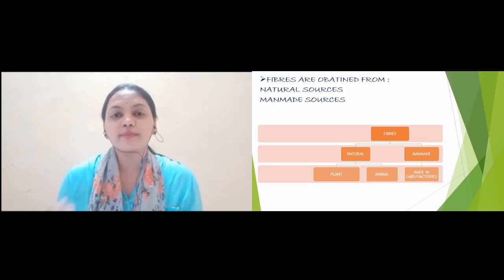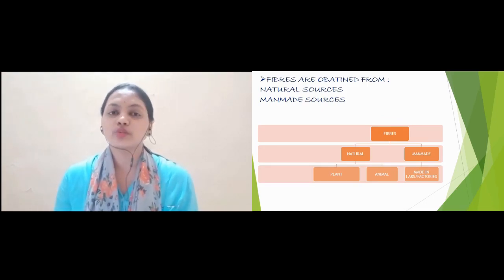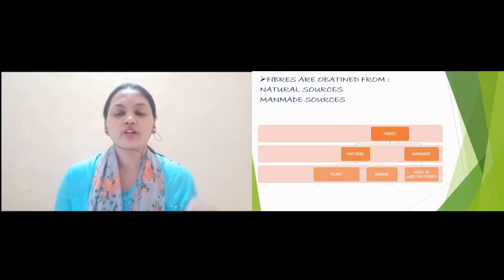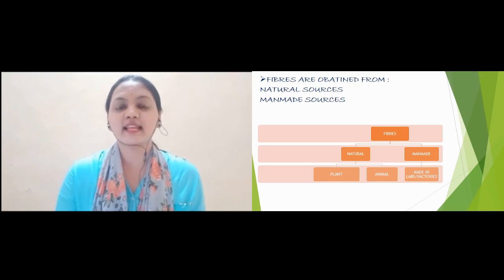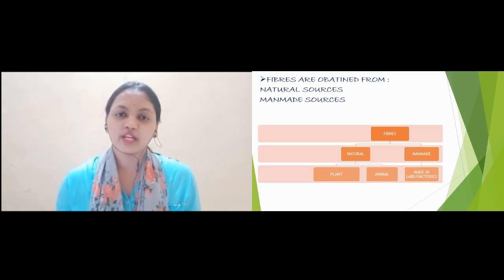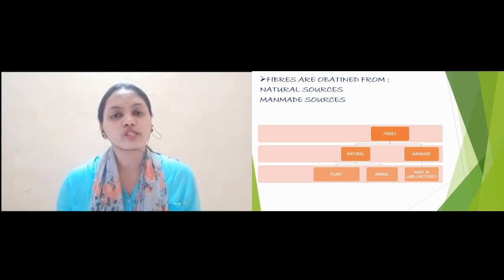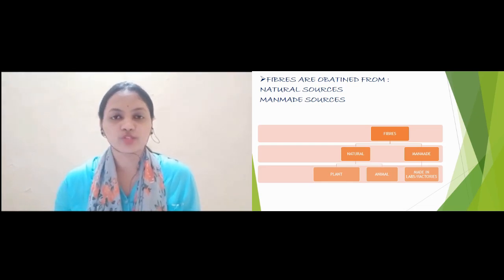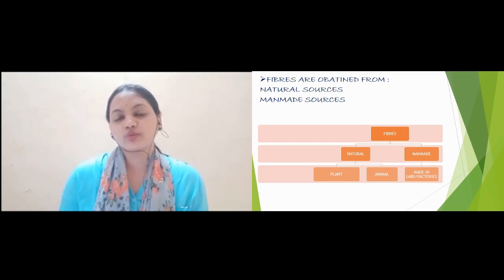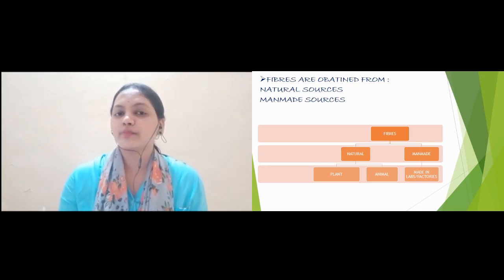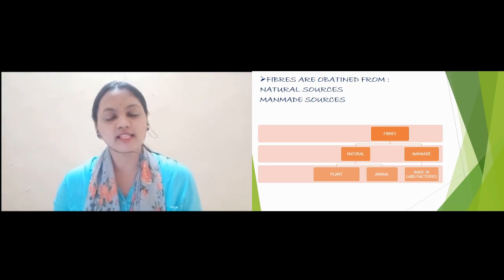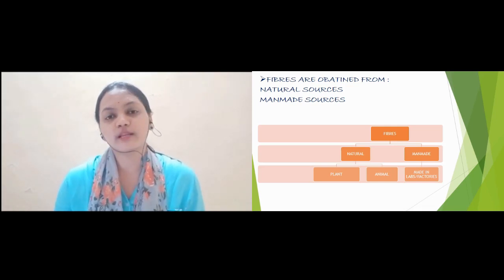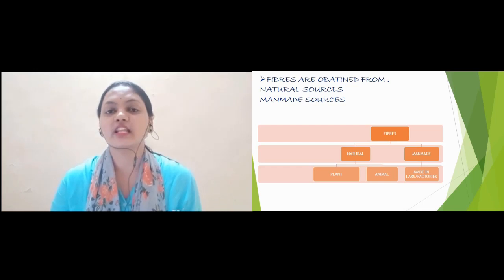Now these fibers are obtained from two main sources. The very first source is the natural source, and the second source is the man-made source, which is also called the synthetic source. Man-made fibers are those prepared in labs and factories, whereas those fibers which are obtained naturally from nature are called natural fibers.